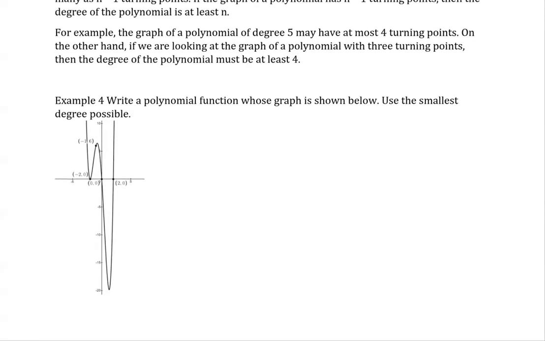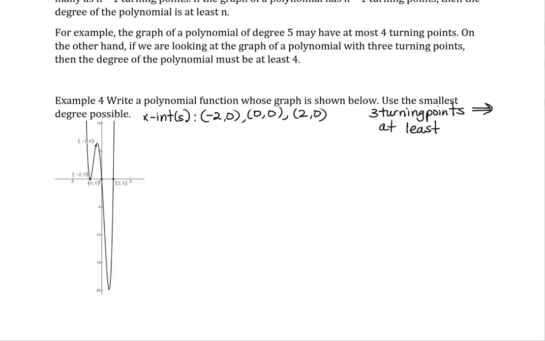I want to write a polynomial that fits the graph that we have here. So we're going to begin by focusing in on the x-intercepts. This polynomial has x-intercepts at (-2, 0), (0, 0), and (2, 0). And we know that each x-intercept is going to correspond to a factor. I can also see that this polynomial has 3 turning points. And the theorem that we just talked about implies that this is at least degree 4.